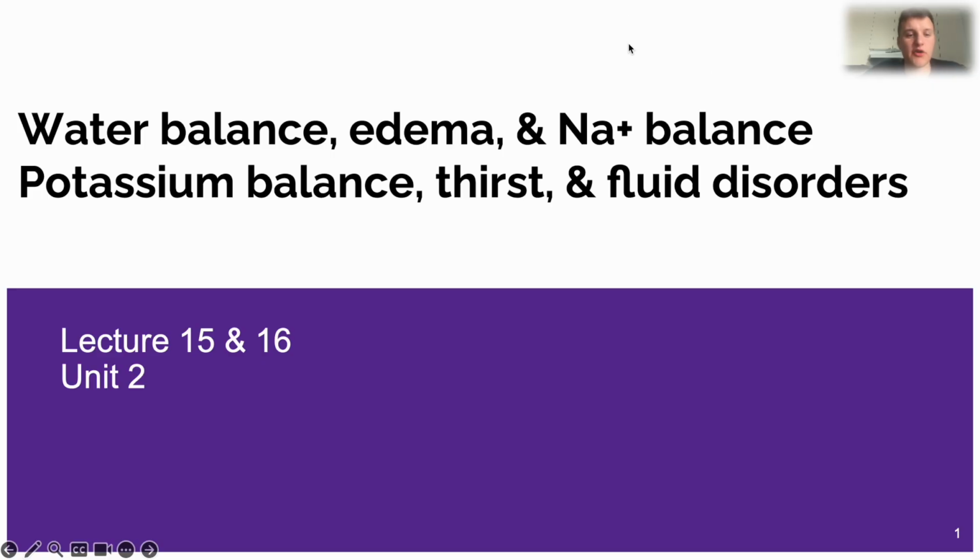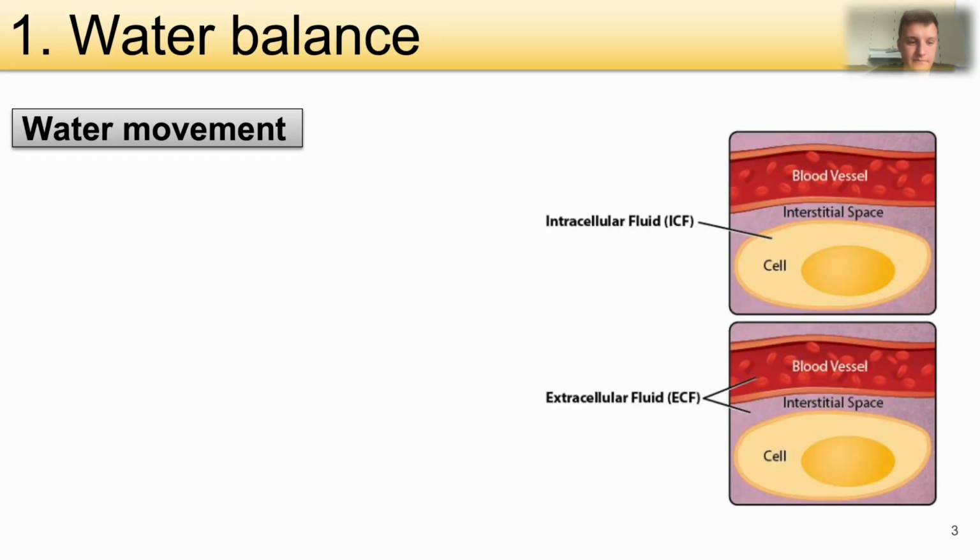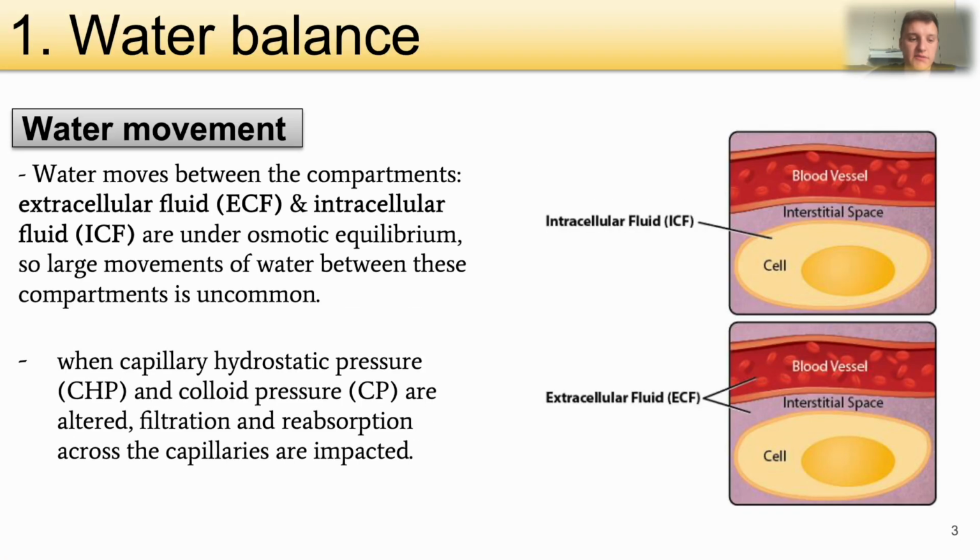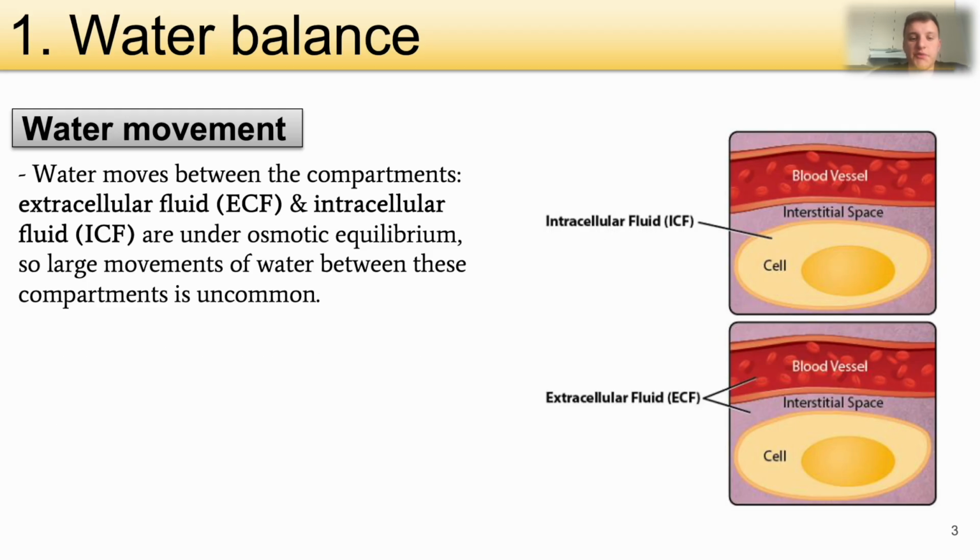Okay, now we're going to start with water balance, and ions as well, sodium and potassium, and how this could affect the body. So first, water balance. Water moves between compartments of the body. You have the ECF, the extracellular fluid, which is everything outside of the cells: the interstitial space and the plasma. All of that is ECF.